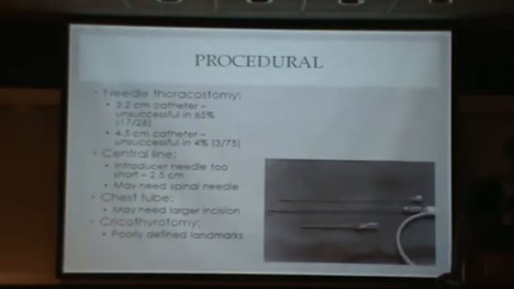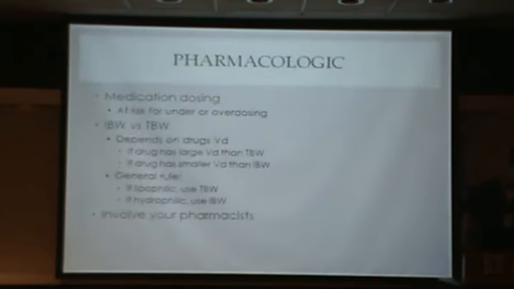Some of the procedural changes, we all know about needle thoracostomy. Basically, the standard 3 centimeter catheter is unsuccessful in most patients, so if you're going to do this, use the longer 4.5 centimeter catheter. And then central lines, I've had a few patients where the 2.5 centimeter introducer needle is too short, and I've had to use a spinal needle to advance the guide wire. And chest tube may need a longer incision just to facilitate getting into the rib cage. And then we already talked about cric.